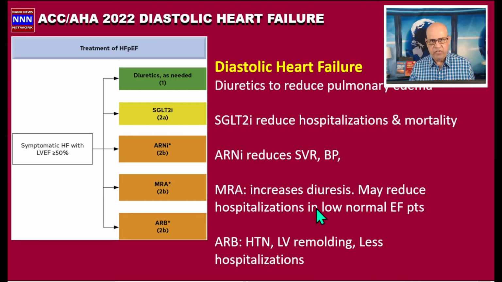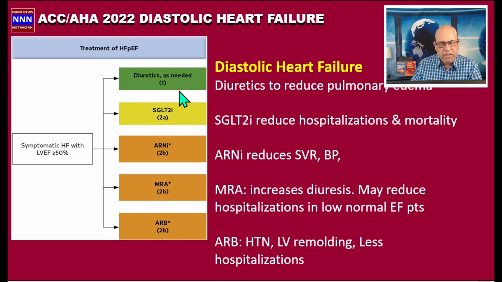Okay, what are the options available for treating patients with diastolic heart failure? Here are some of the options listed here. Diuretics as needed, then SGLT2 inhibitors, that is a 2A indication, if we are dealing with a patient with diabetes, and it has also been found to be useful in patients with diastolic dysfunction, which has shown reduced hospitalizations and mortality. Then we also have the ARNIs, then mineralocorticoid receptor antagonists, then ARBs.